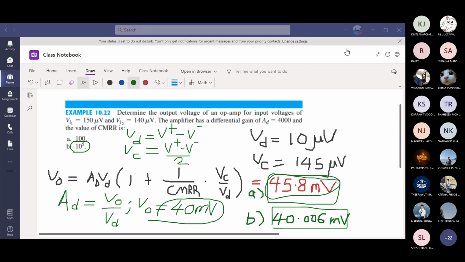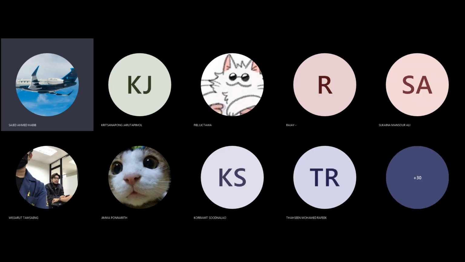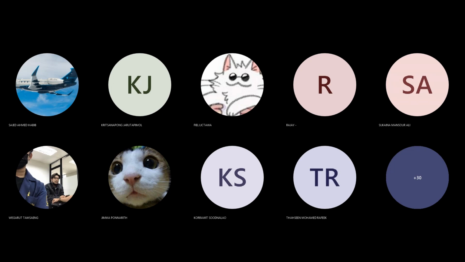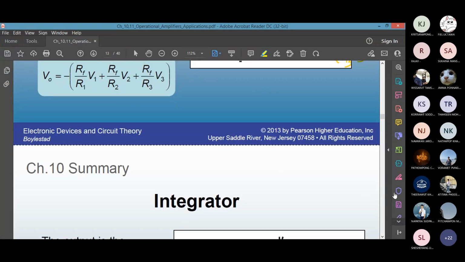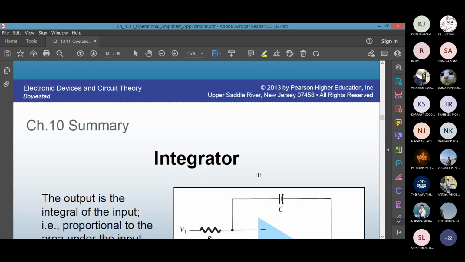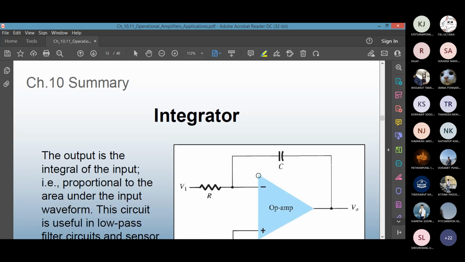Now we'll switch back to our lecture slide. We stopped at this one, but next I'll just show you integrator and differentiator quickly. I think in the next class we can start doing some more examples.